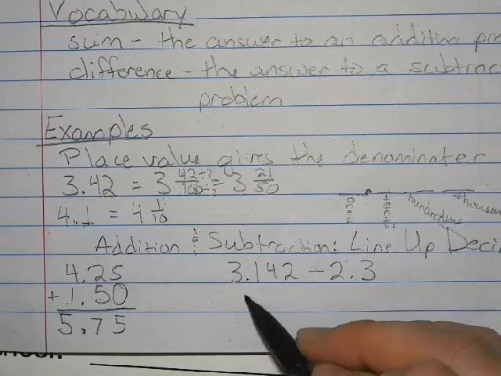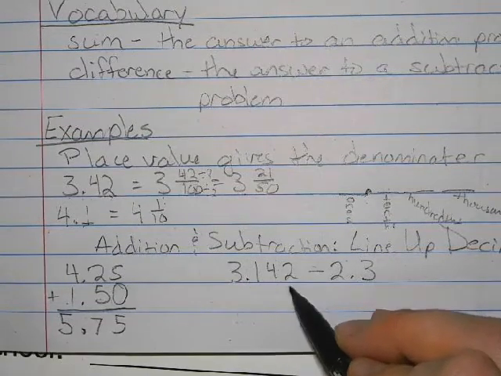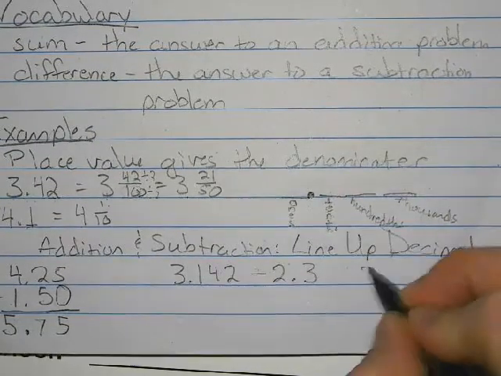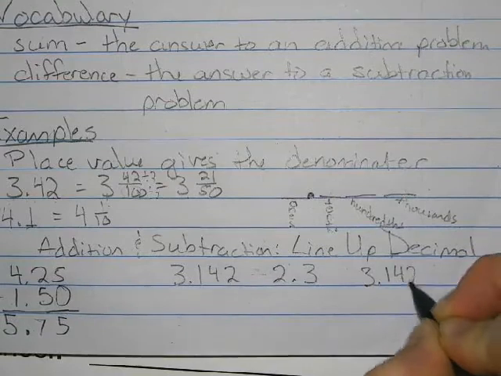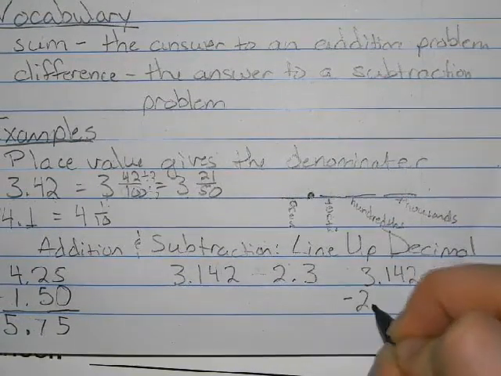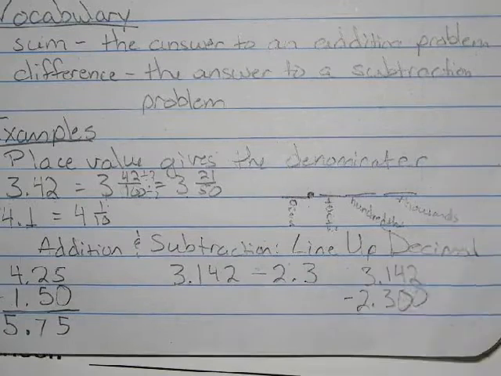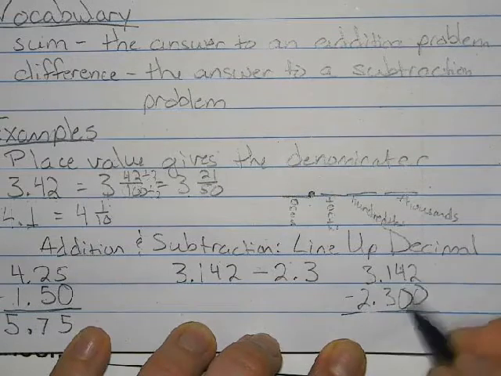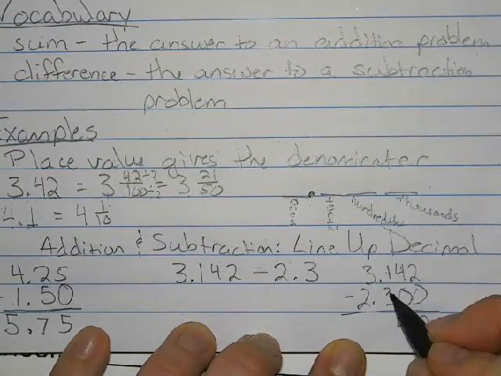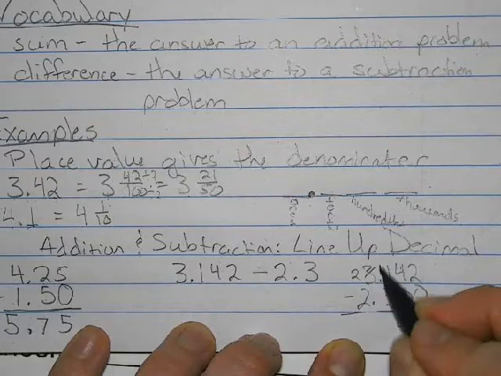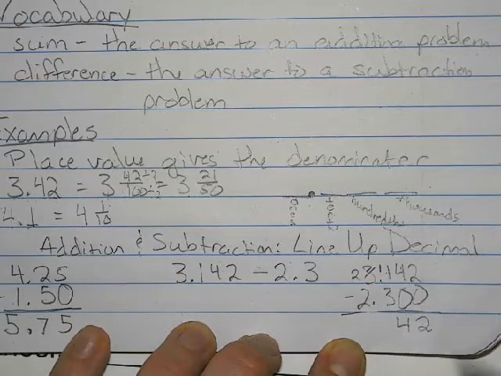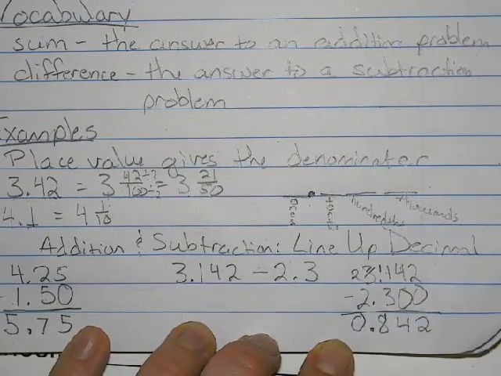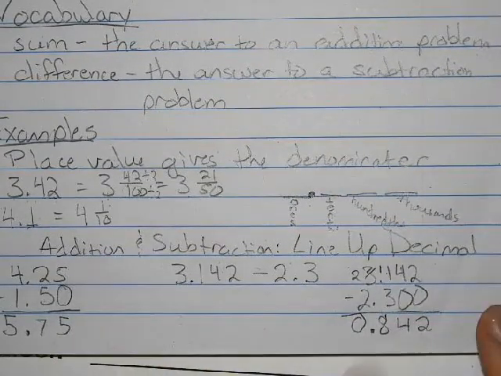Over here I have 3 and 142 thousandths minus 2 and 3/10. I need to line up my decimals in order to solve this. So I have a 3 and 142 thousandths minus a 2 and 3/10. I have to add zeros on the end so that I have the same number of digits. 2 minus 0 is 2. 4 minus 0 is 4. 1 minus 3, I have to borrow here. That becomes an 11 minus 3, which gives me an 8. Bring down my decimal. 3 minus 2 is 1. And so my answer would be 842 thousandths.